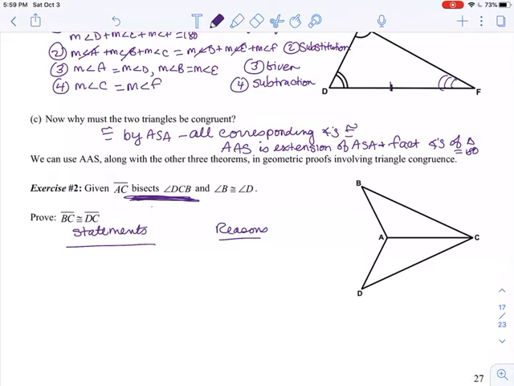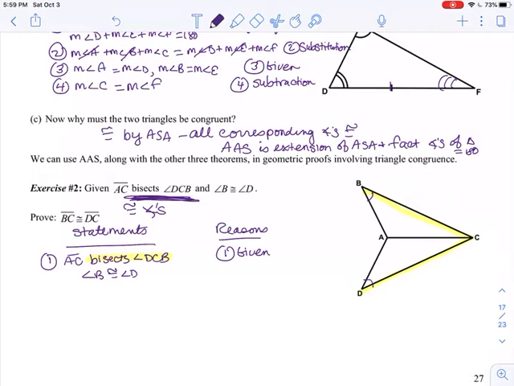I know that AC bisects angle DCB. If I'm bisecting an angle, I'm going to have congruent angles as a result. And I know that angle B is congruent to angle D. So that's my given. I'm going to write that in step 1. AC bisects angle DCB, and angle B is congruent to angle D.